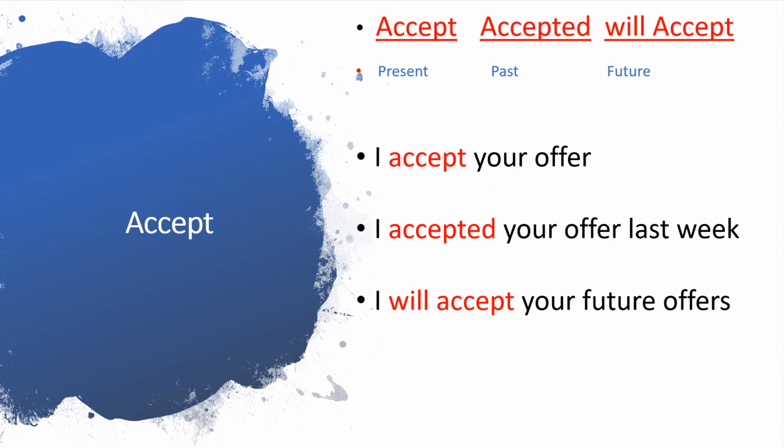The first word is accept. The present is accept. The past is accepted. And the future is will accept. And I gave you 3 examples. Let's go over the examples now.